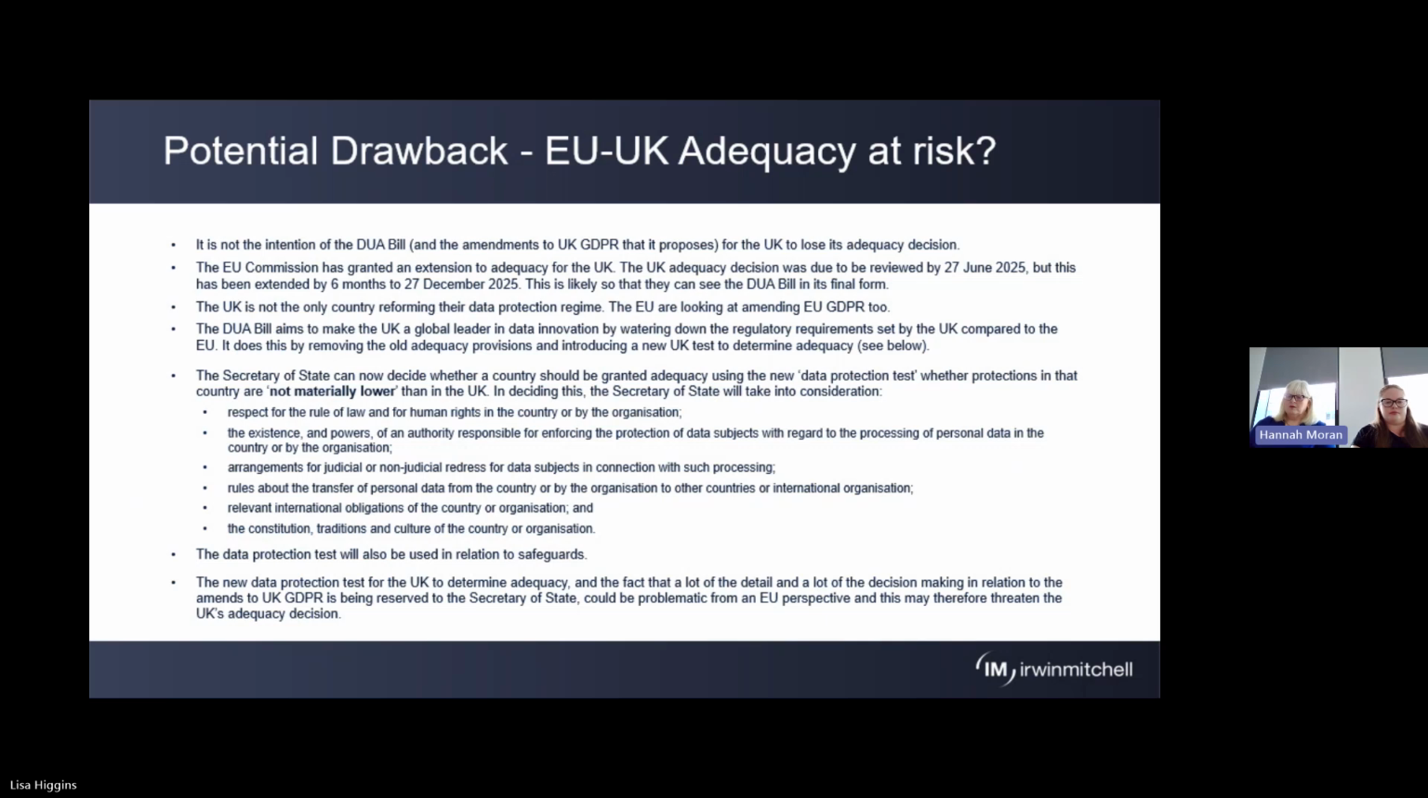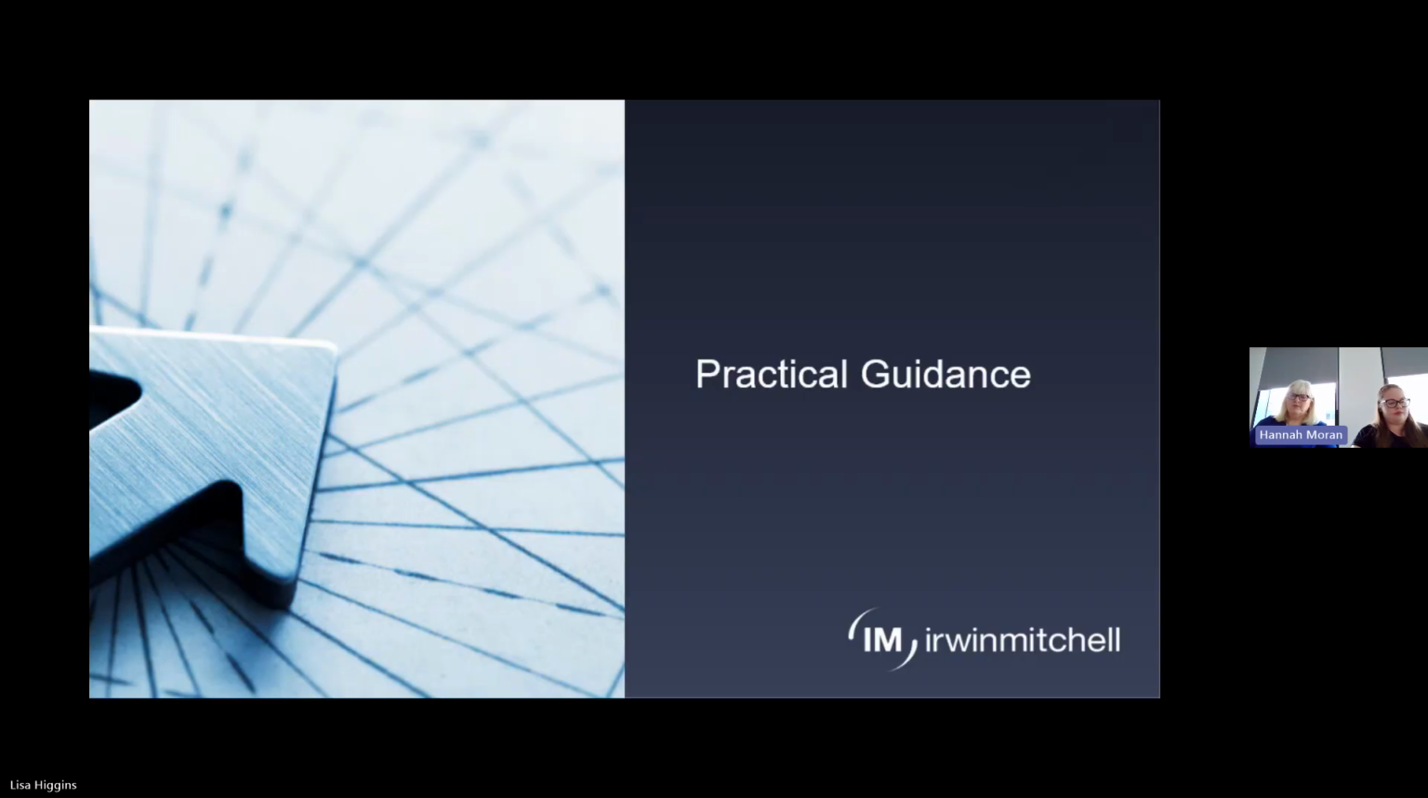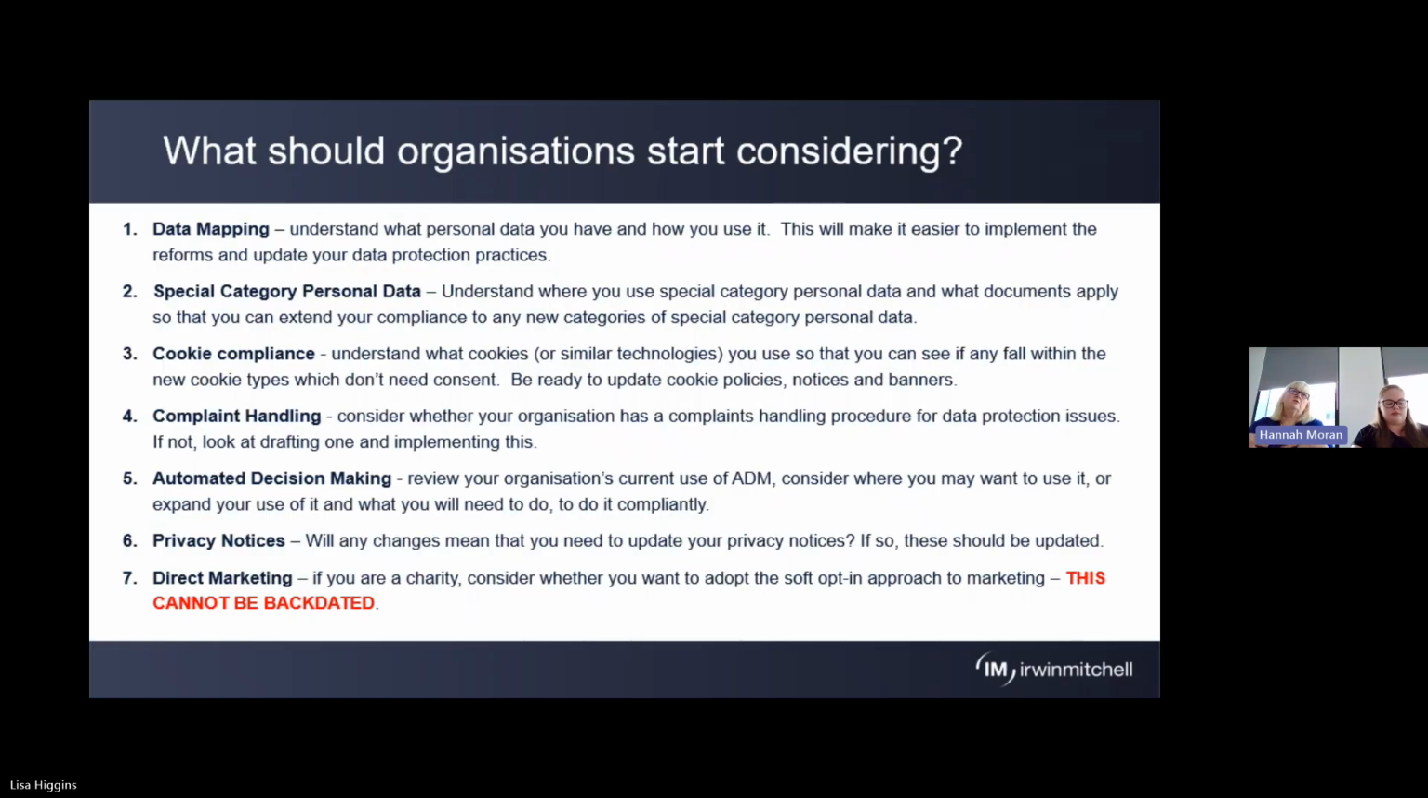So moving on to the next slide. Just to wrap up, I'm just going to have a look at what you should do now. Obviously, we've told you all the things that have happened in terms of the main changes in the Data Use and Access Act. Sorry, I need to get used to calling it an act. But what should you do?